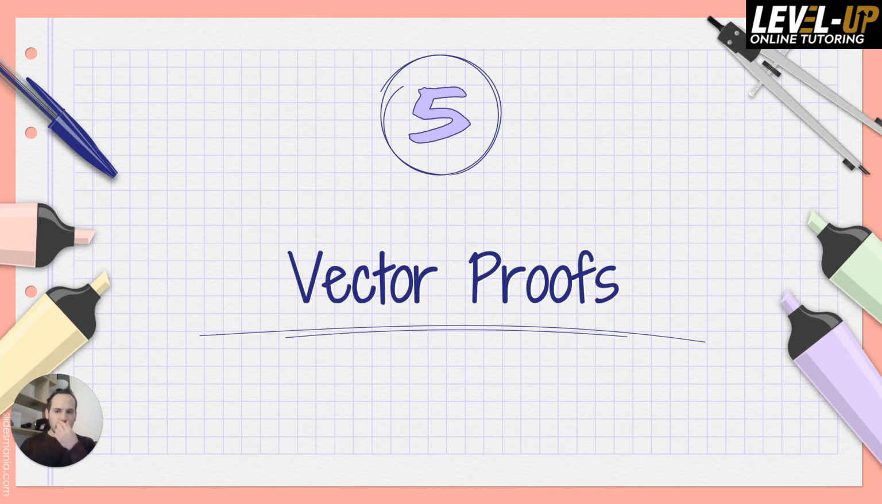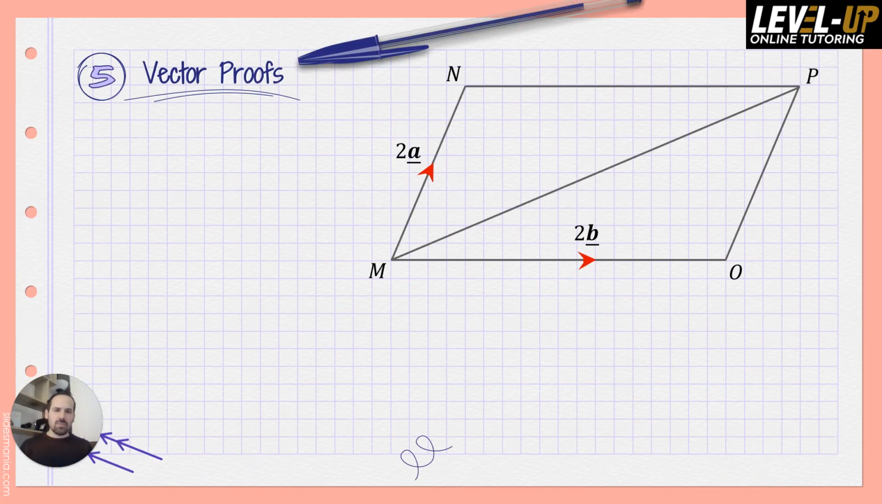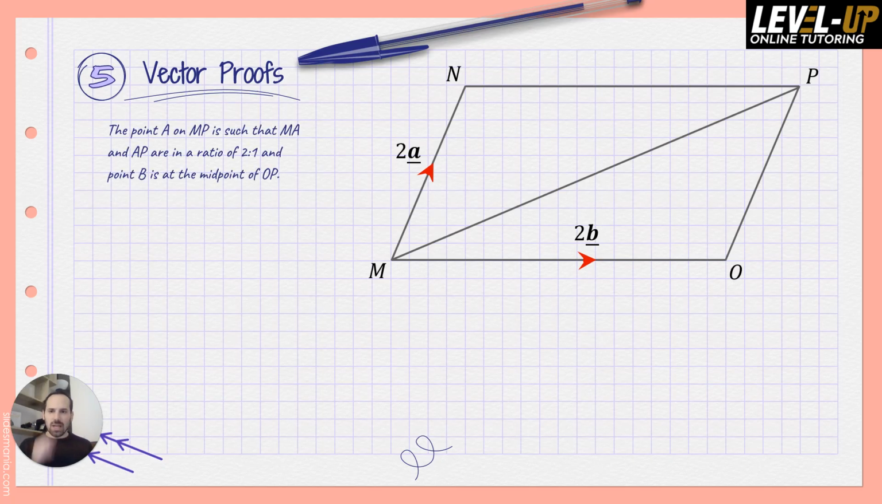Right, so now let's look at some vector proofs. This is where before we were trying to calculate things, vector proofs is more like when you're trying to prove something. So with this example here, we've got point A on MP such that M to A and A to P are in the ratio 2 to 1. So we can see 2/3 of the way along MP is where our A is going to be. Point B is the midpoint of OP. Given that MNPO, this whole quadrilateral, is a parallelogram, show that NAB is a straight line. So okay, let's draw in our points first.